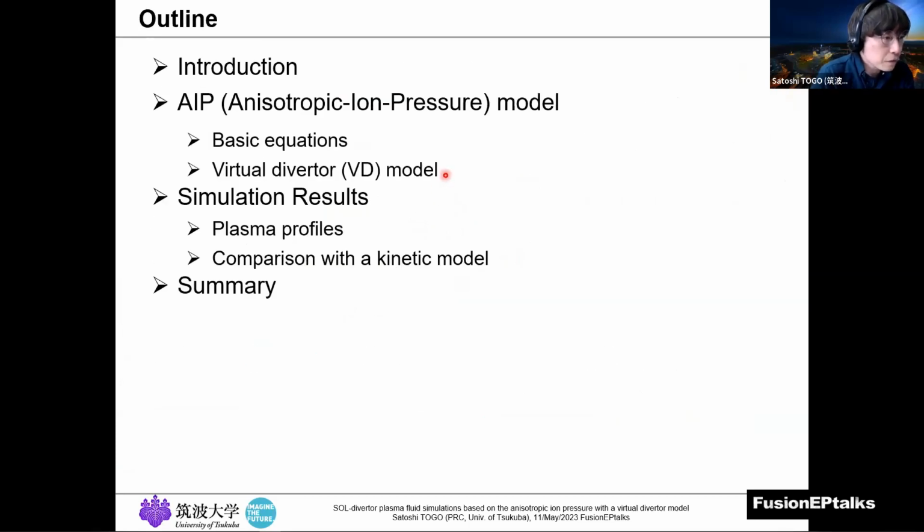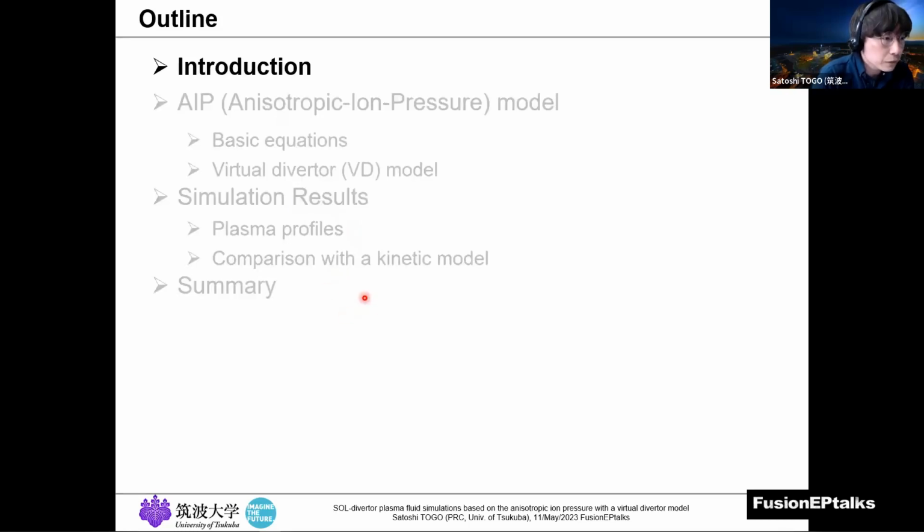So this is the outline of this talk. First, let me introduce some backgrounds of my work. After that, a plasma fluid model named AIP model, which we have been developing, is briefly reviewed. Then some numerical results are shown, and this talk will be summarized at the end of it. So first, let's begin with some introduction.